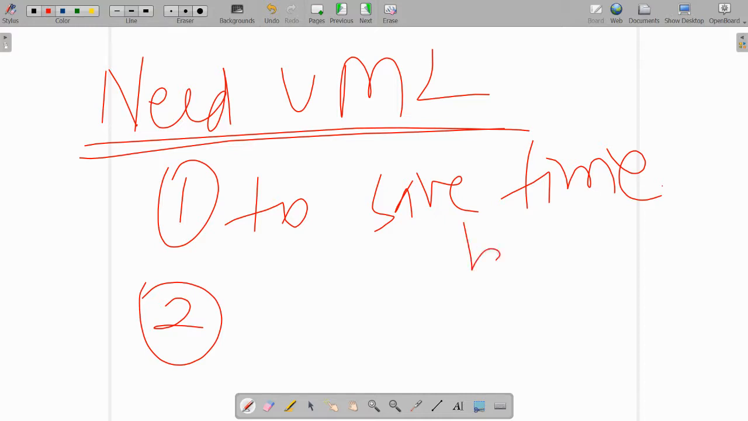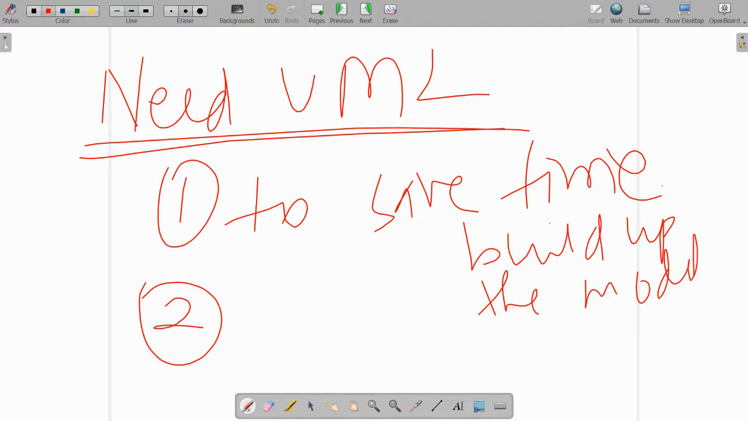So to build the model, if it is well put up in the form of a graphical language or visual language, then you can save time.